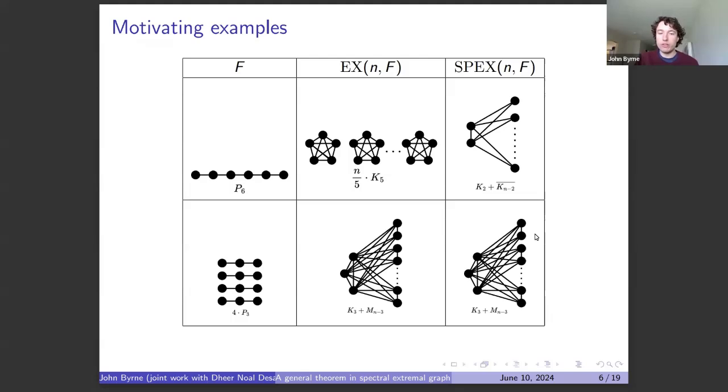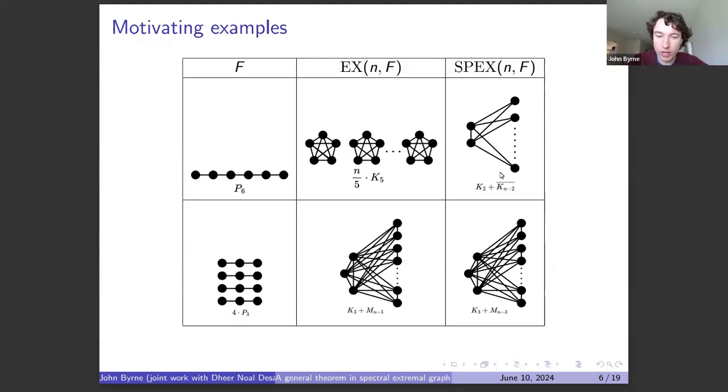But as we went into the details of the proof, it turned out that actually we could say something a little bit more general, where even, for example, in this first case, we can still determine the spectral extremal graphs given some combinatorial information. There's a way of reducing the problem to edge extremal type problems, which I'll describe in a minute.